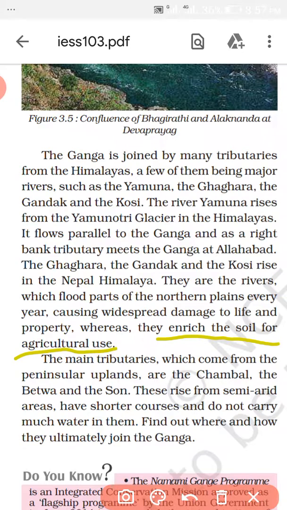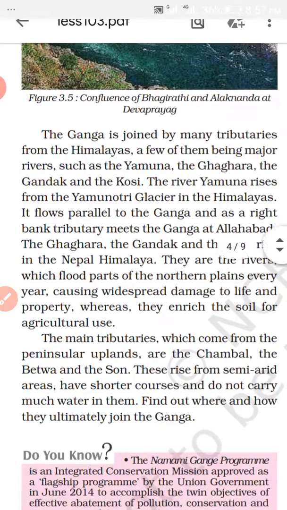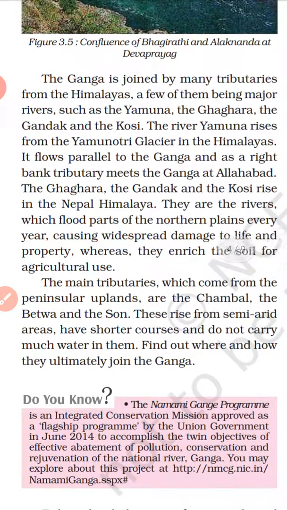Which are the main tributaries which come from the peninsula? The rivers Chambal, Betwa and Son. Already I have shown you on the map the river Ganga and its tributaries. These rivers from semi-arid areas have a shorter course and do not carry much water. So how do they ultimately join the Ganga? They join the Ganga in their shorter course.